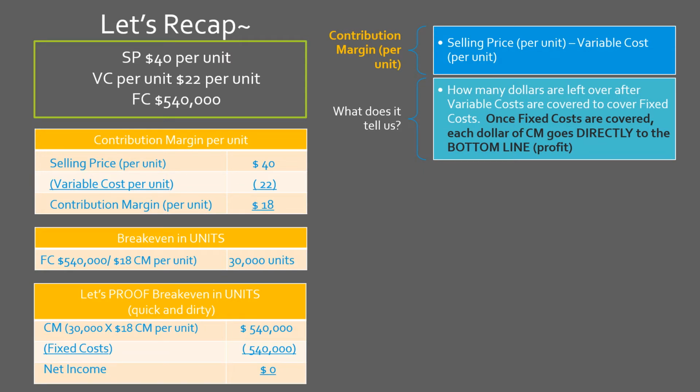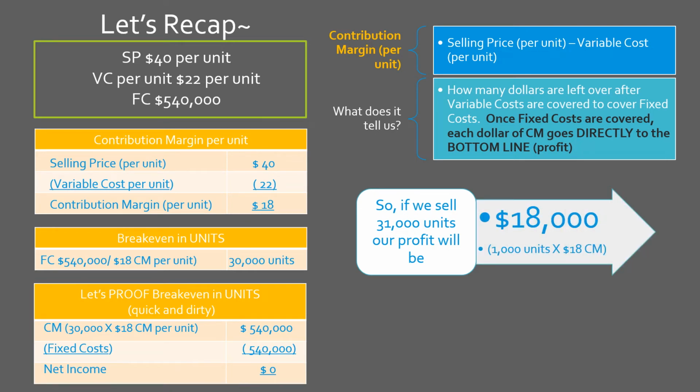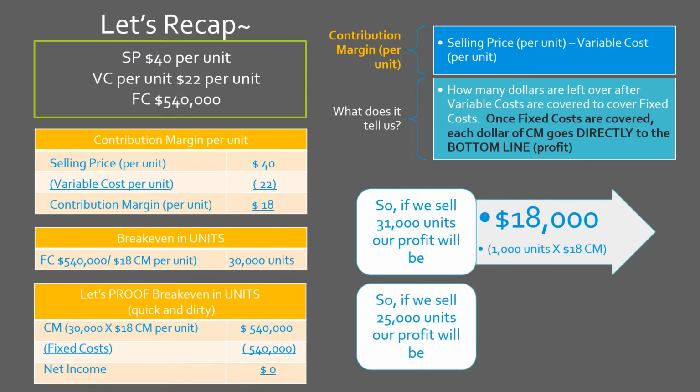So taking it another step further, what if instead of 30,000 or 30,001 units, we sell 31,000 units? What would our profit be? Well, if we know that break-even is 30,000 units, and now I'm selling 31,000 units, that's 1,000 units past break-even. So I would take the 1,000 units, multiply by the $18 contribution margin, and I would expect my net income or profit to be $18,000.